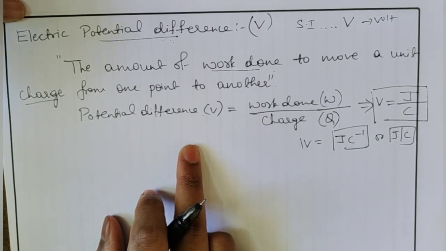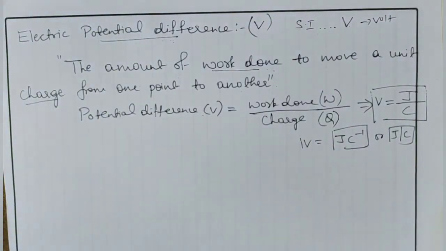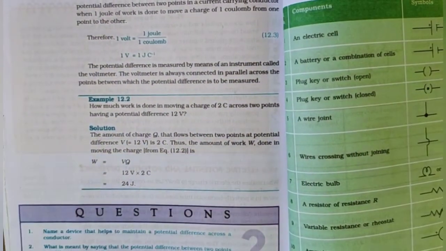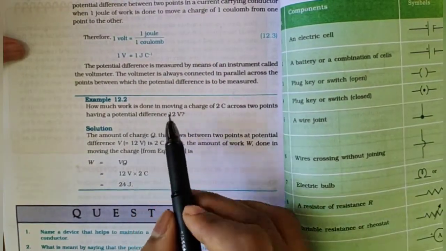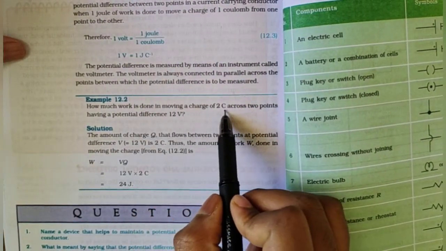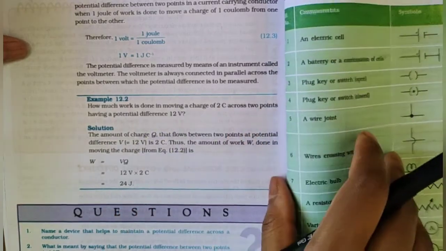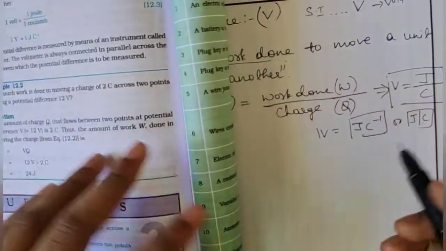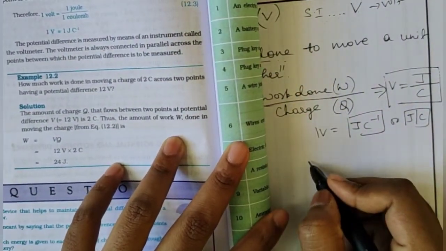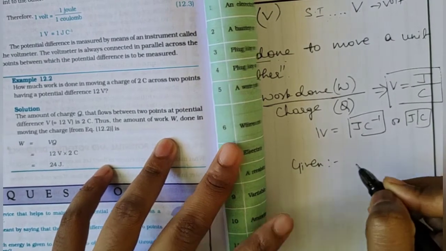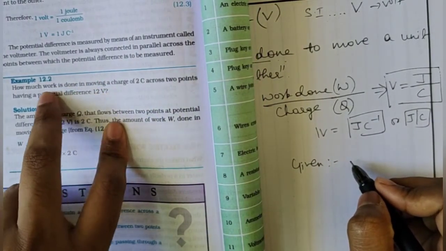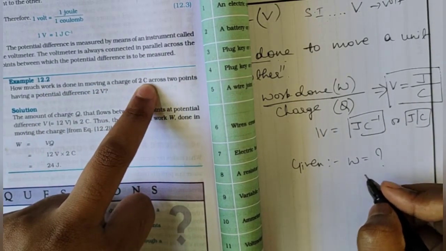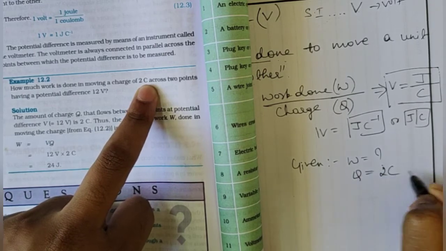So next one problem we'll solve from the textbook. So here all are the example problems. So look at your textbook. 12.2. How much work is done in moving a charge of 2 coulomb across 2 points having potential difference 12 volt? Now as I told earlier, by looking at the problem what we need to write? So soon after looking at the problem, all we need to write is given. So what is there? Work done they have given. How much work done? Work done we need to calculate, that means W we need to calculate. 2C, C nothing but coulomb, that means we need to indicate Q is equal to 2C.